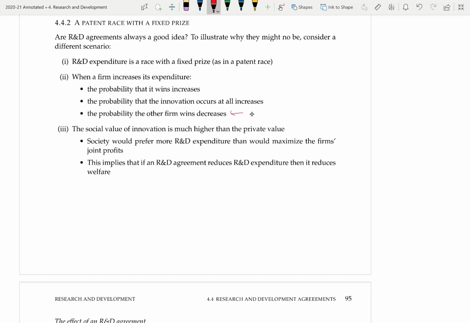But it's going to have a negative externality on the other firm because it's going to decrease the probability that the other firm wins the patent. And so for that reason, the R&D agreement is going to reduce the level of investment, and we're going to make things worse. We're going to move further away from the socially optimal level.